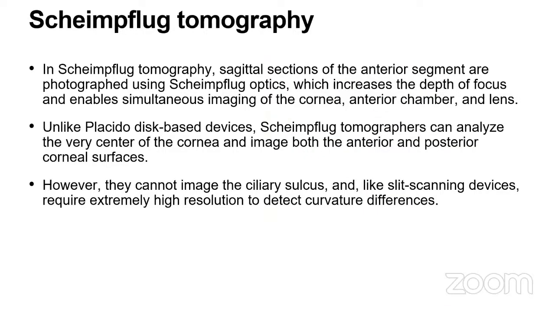Scheimpflug tomography. In Scheimpflug tomography, sagittal sections of the anterior segment are photographed using Scheimpflug optics, which increases the depth of focus and enables simultaneous imaging of the cornea, anterior chamber, and the lens. Unlike Placido disc-based devices, Scheimpflug tomographers can analyze the very center of the cornea and image both the anterior as well as posterior corneal surface. However, they cannot image the ciliary sulcus, and slit scanning devices require extremely high resolution to detect curvature differences.